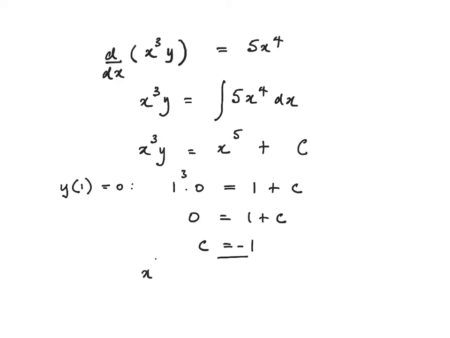x cubed y equals x to the 5 minus 1. What I can do is divide by x cubed to get y on its own, and y then is x to the 5 divided by x cubed is x squared, and this will just give me then x to the power of minus 3.